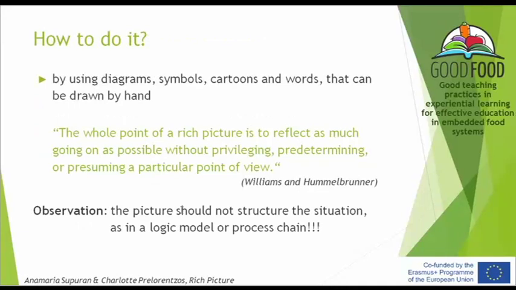Of course, one of the most important questions remains how to do such a rich picture. And the answer is by using diagrams, symbols, cartoons, and words that can be drawn by hand. But of course, we need to pay attention to the fact that the picture should not structure the situation as in a logic model or process chain. As Williams and Hummelbrunner state, the whole point of a rich picture is to reflect as much going on as possible without privileging, predetermining, or presuming a particular point of view.